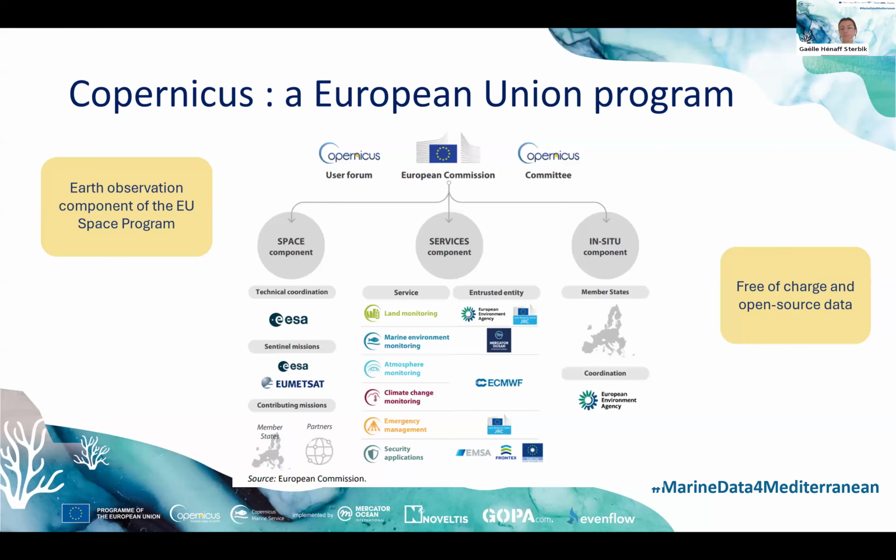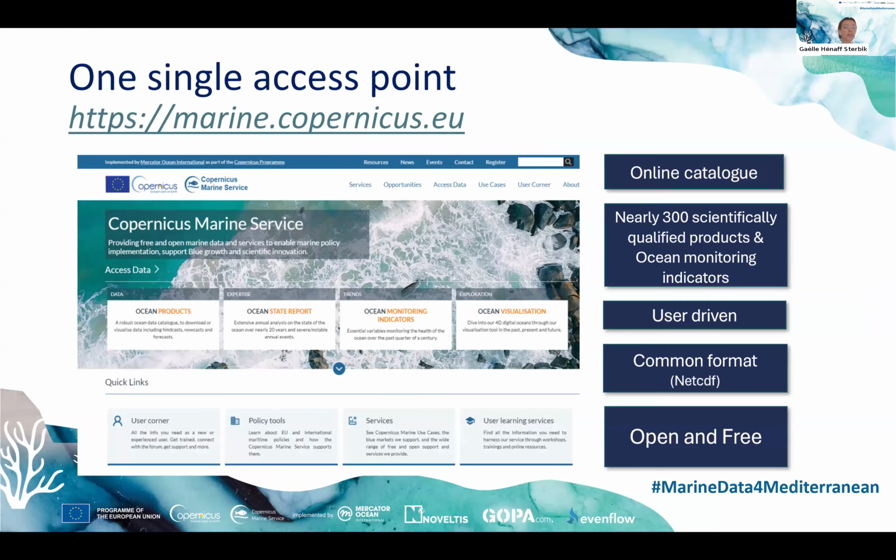So Copernicus operates through space-based and in-situ observation components and offers dedicated information services through self-standing portals tailored to various user communities. So if you want to access Copernicus Marine data, it's quite easy. It's free to access the website and download any product. You will find an extensive catalog of products. All of them are scientifically qualified and user-driven, so they are constantly upgraded and improved. And as I said, it's open and it's free. You just need to register to the website.